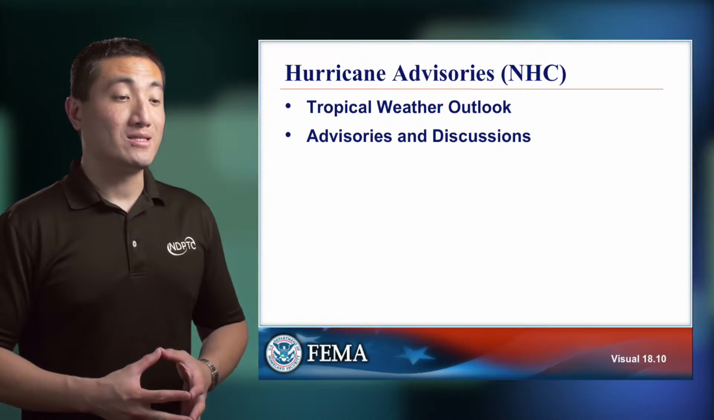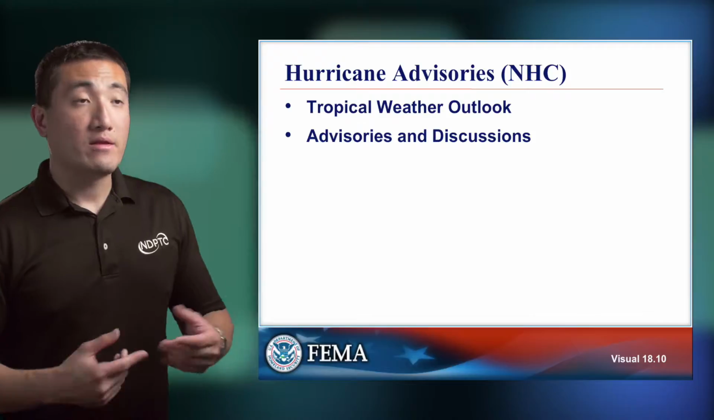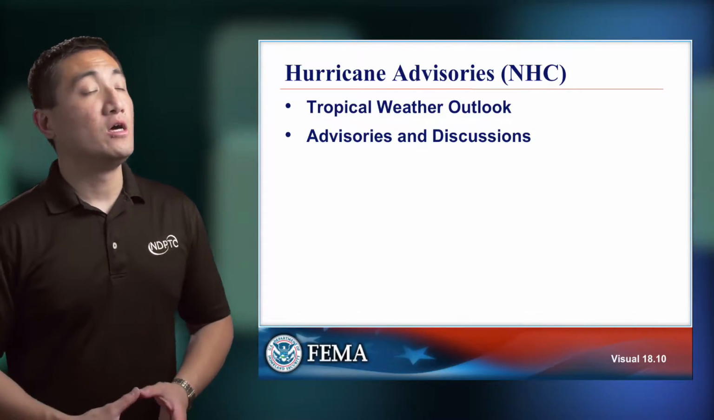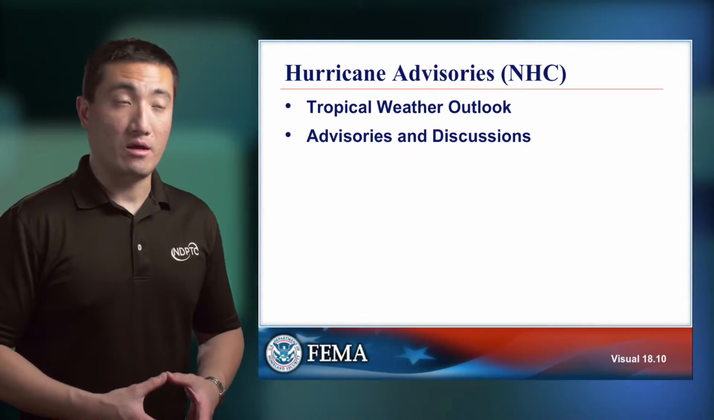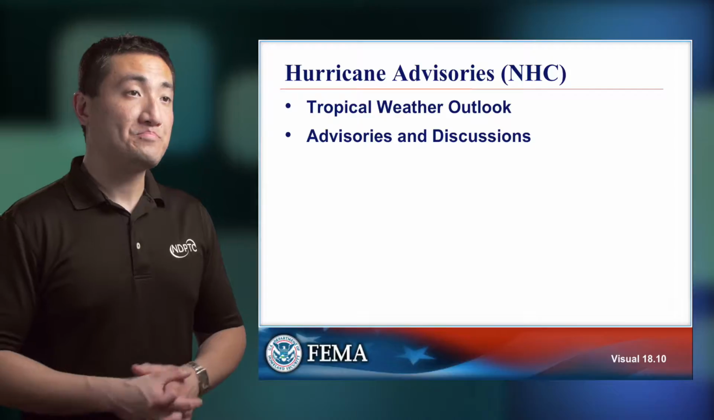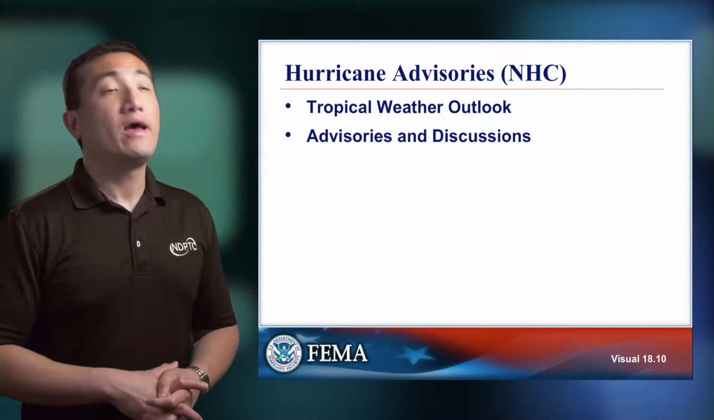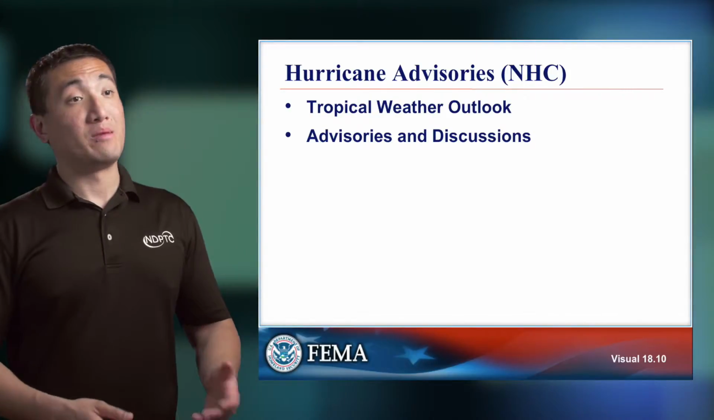The tropical weather outlook is intended to be a representation of the threat posed by any existing tropical waves or clusters of thunderstorms across the tropical oceans in the Atlantic, the North Atlantic, and the Northeast Pacific Ocean. And the outlooks are intended to provide a heads up on whether or not there will be formation of a tropical cyclone in the coming days.